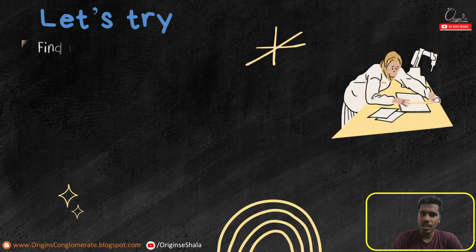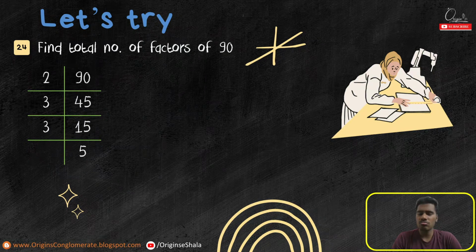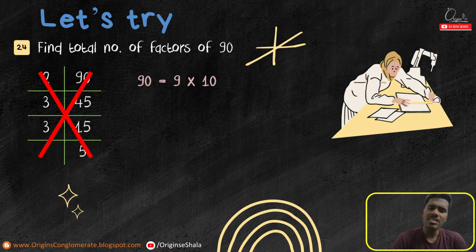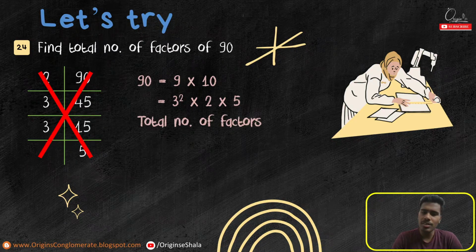Now, let's try. You need to find TNF of 90, and if you are doing this like this, I wouldn't recommend it, because whenever I see 90, I clearly get the picture of 9 into 10. Now 9 itself is 3 square and 10 is equal to 2 into 5. So I got my prime factorization. I didn't even need to bother about looking at this division table.